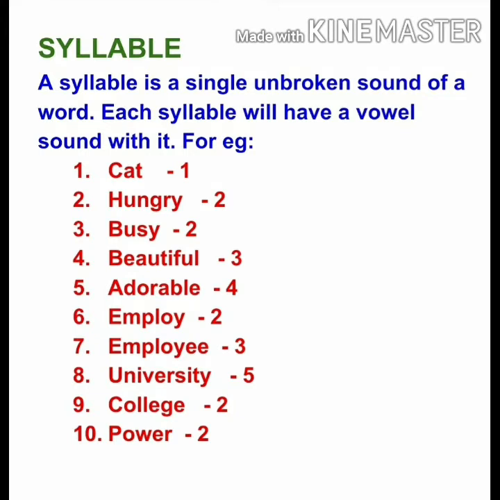When I say beautiful, there are three syllables. Beautiful. The next word is adorable. Adorable. Four syllables.